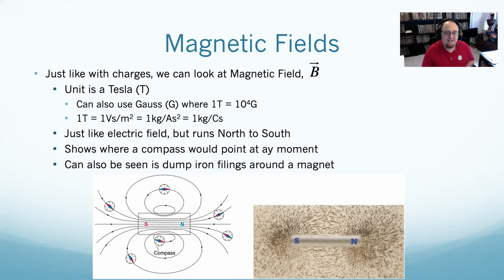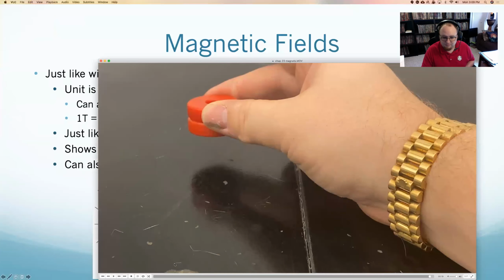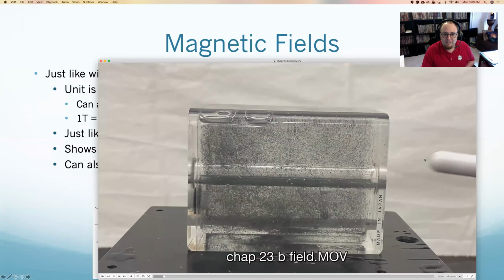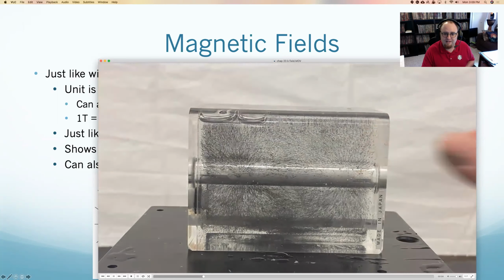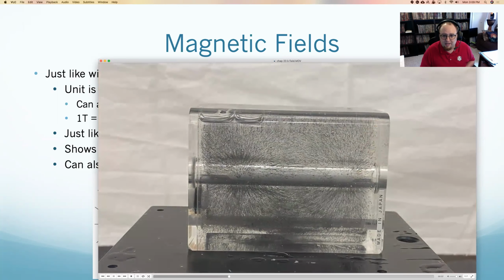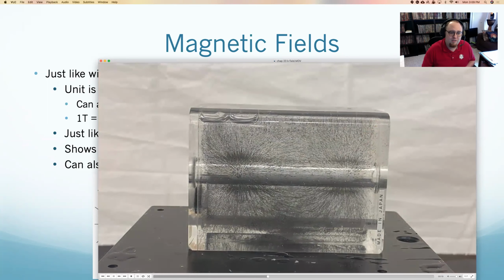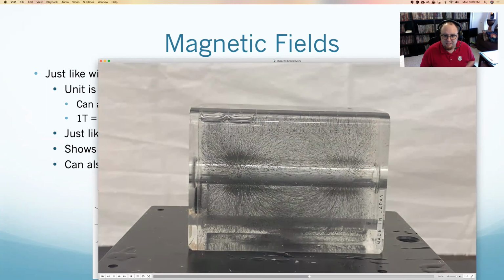In general, magnetic fields run north to south, and they look a lot like electric fields if you had 2 point charges. And in fact, if you take just iron shavings and put a magnet in, and here we go, putting a magnet into that, you'll find that the iron shavings will line up and match the magnetic field. Once again, moving from North Pole to South Pole.